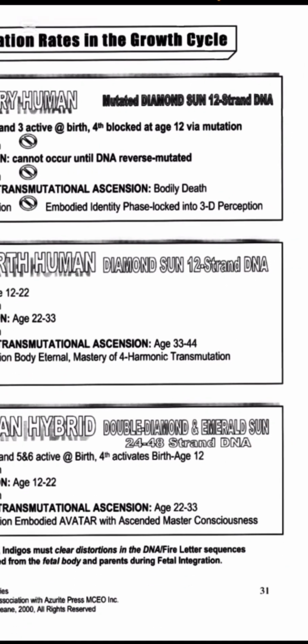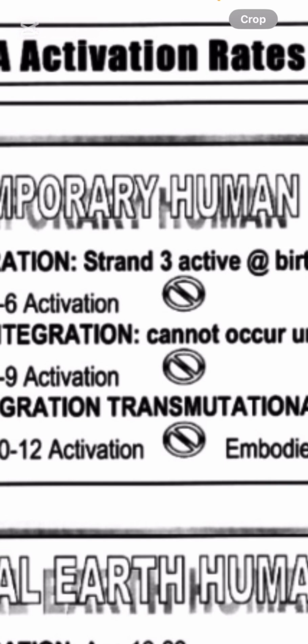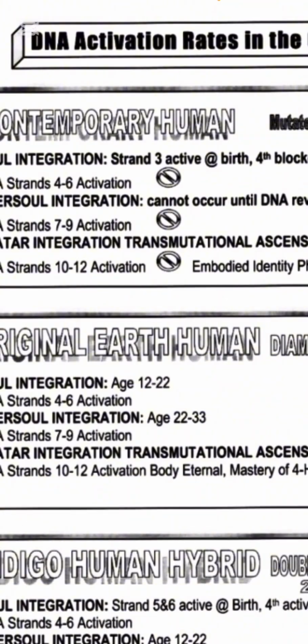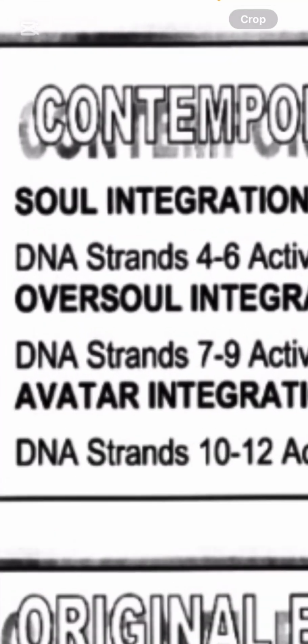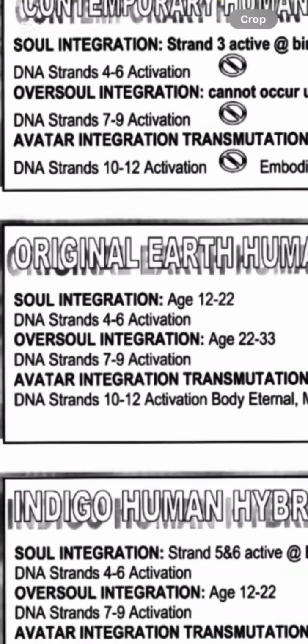Okay, let's read this. The embodiment identity phase locks into 3 dimensions. So this person is trapped in the 3rd dimension. And this is why some of us are here, to get our family and friends waking up. We're not really saving them in a way that drains our energy, because these are the energy vampires.